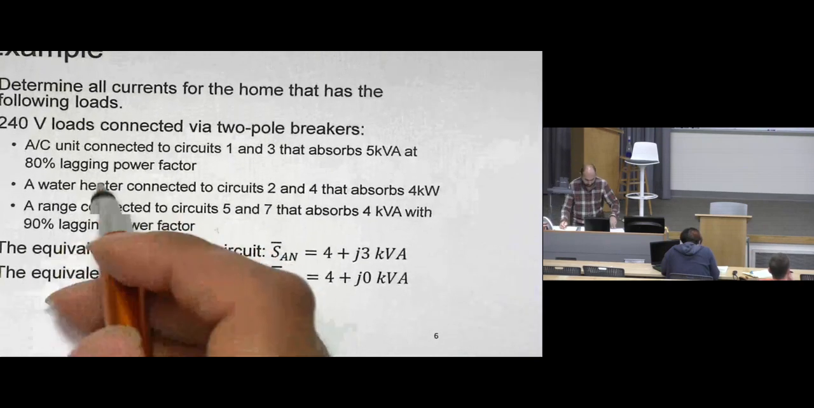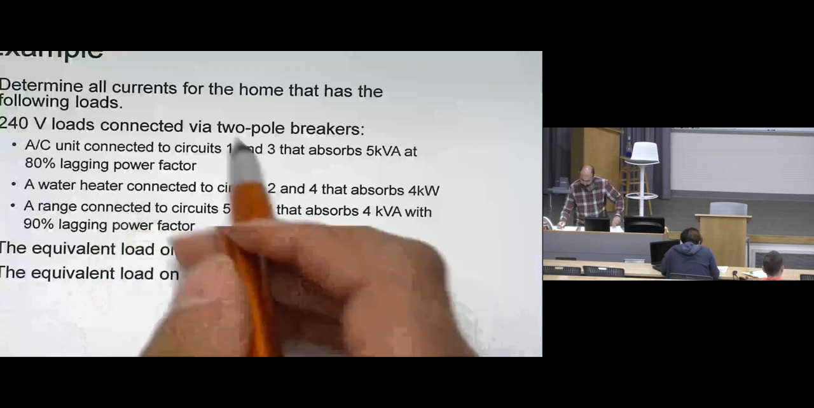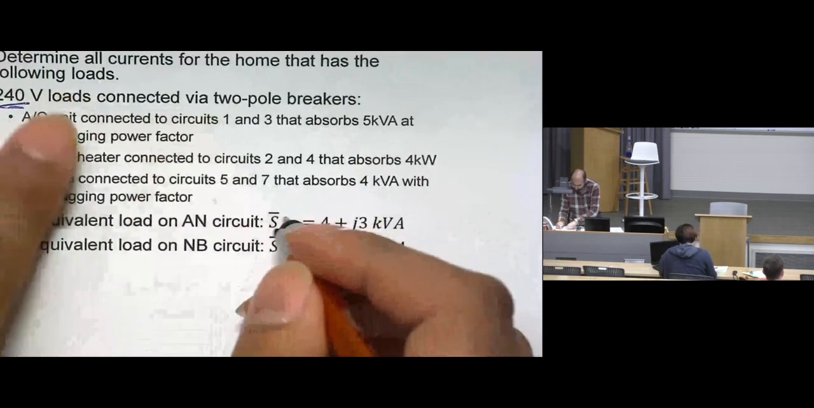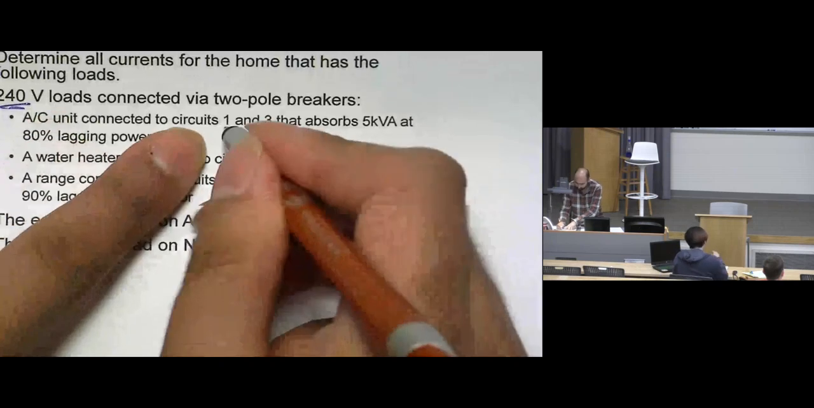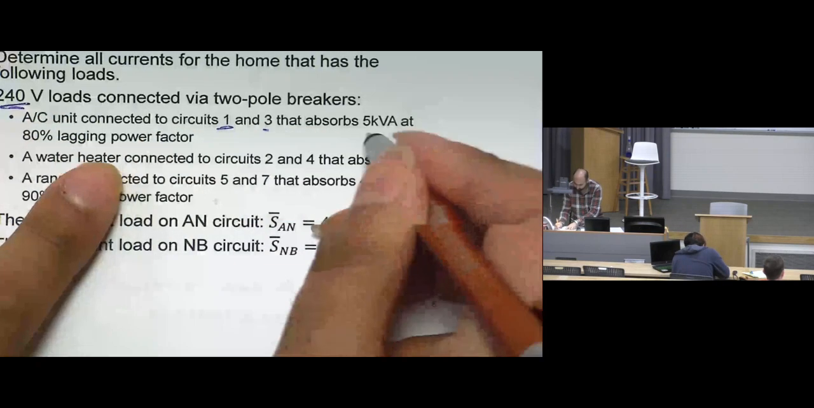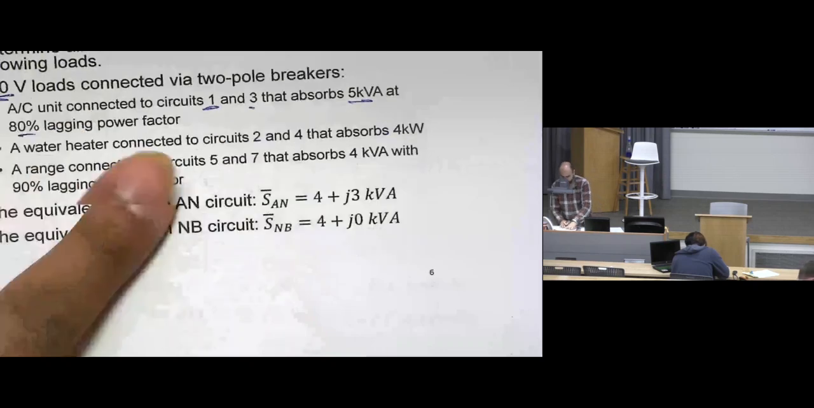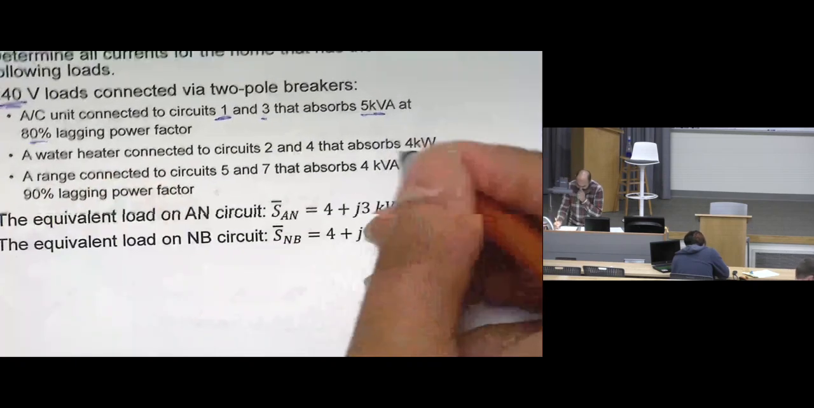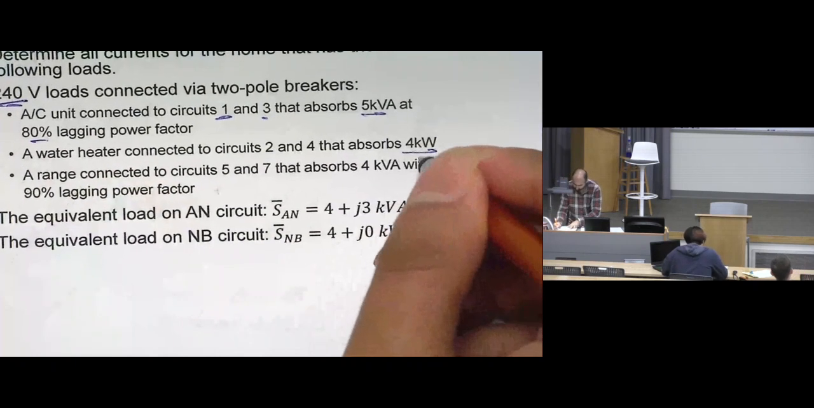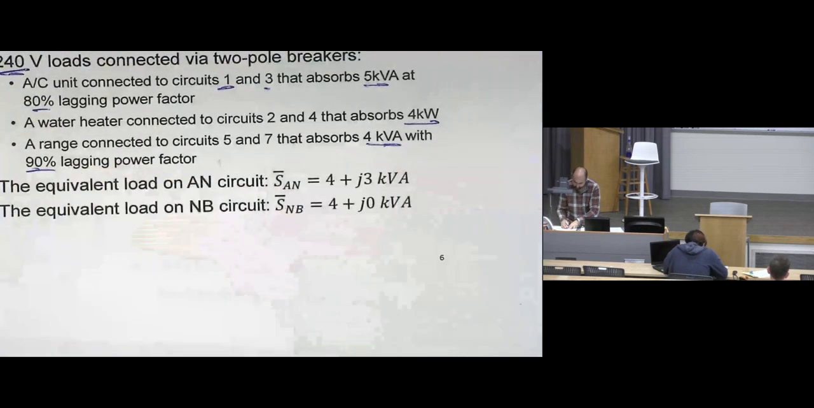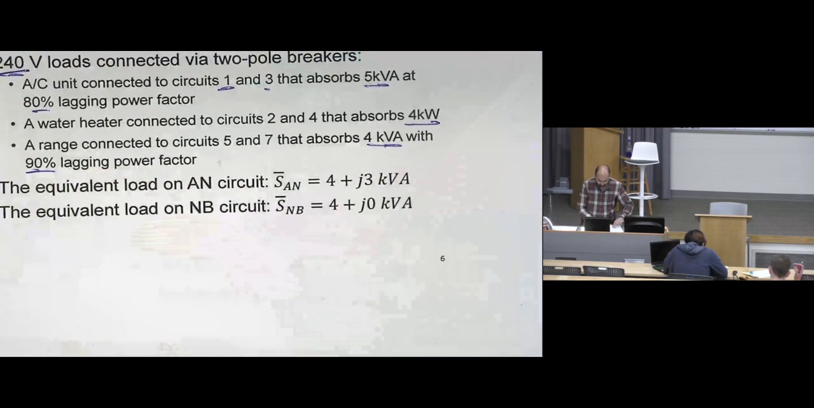Determine all of the currents at a home that has the following. At 240 volts, we have air conditioning units connected to circuit breakers 1 and 3, and absorbing 5 kilovolt-amperes at 0.8 lagging power factor. A heater consuming 4 kilowatts, and we have a load here of 4 kilovolt-amperes with 0.9 power factor.